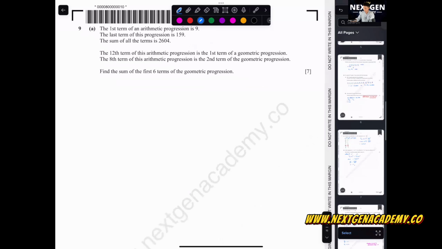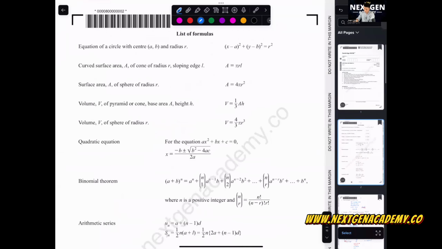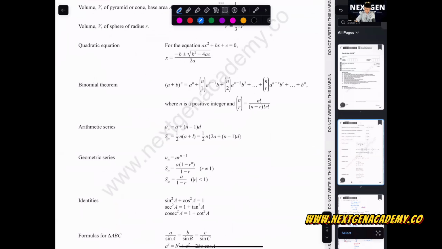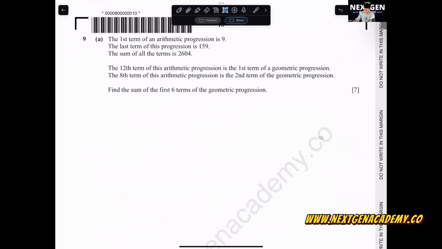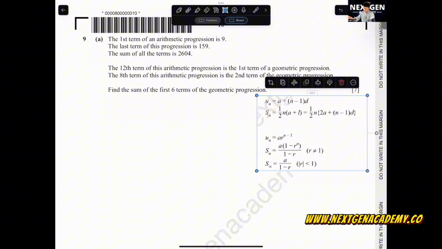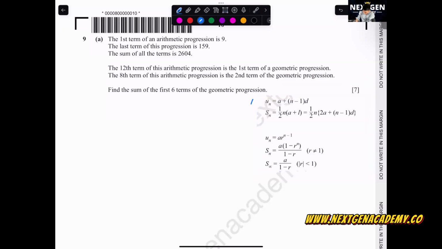Okay, before we do, go to page 2. We'll copy down all these formulas first. Okay, arithmetic and geometric progression. Okay, so we look at the first 3 sentences. This is all related to arithmetic.